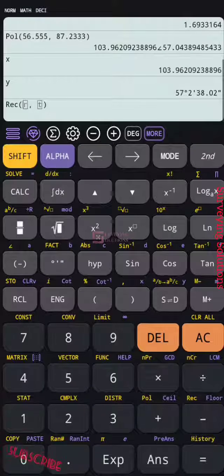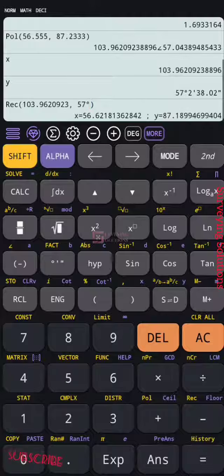Your product will be rectangular. Your input will be polar, then your product will be rectangular. That's why you have the rectangular command there, right? So now let's input our distance. We are inputting a distance of 103.962. Then the bearing we want to use, as it has been displayed there, is 57 degrees, 2 minutes, and 38.02 seconds, right? Good. And we'll say equal to.